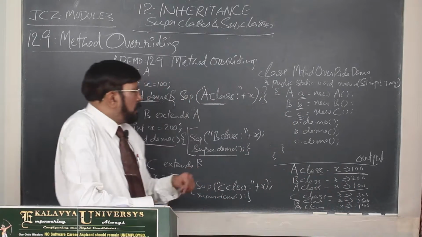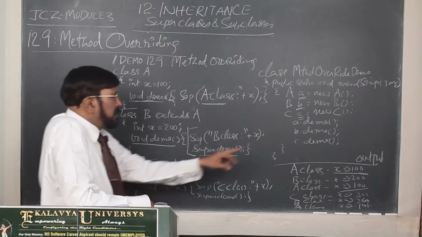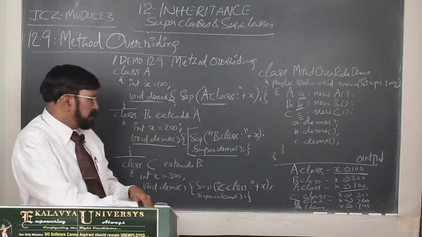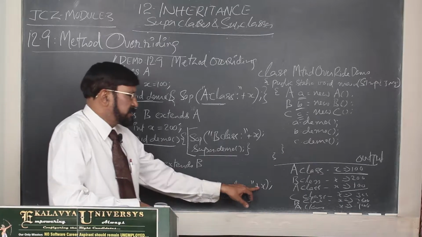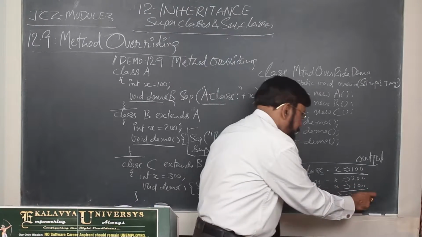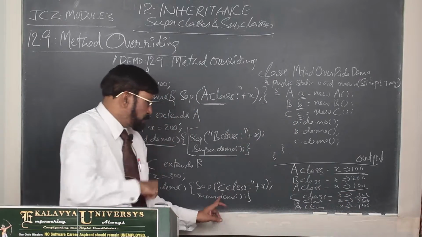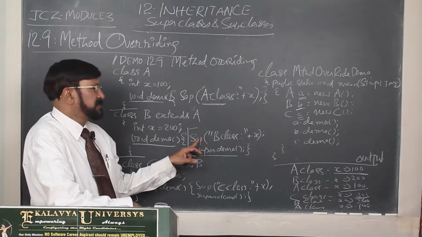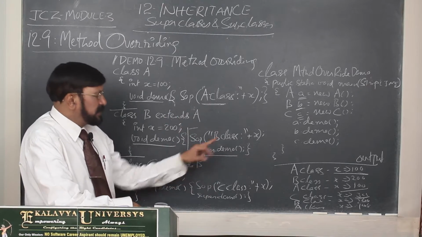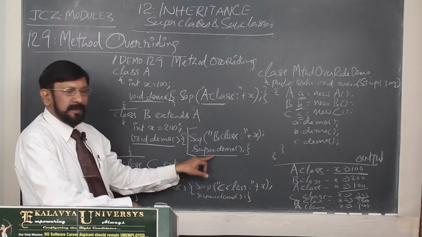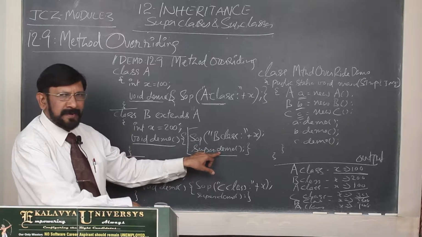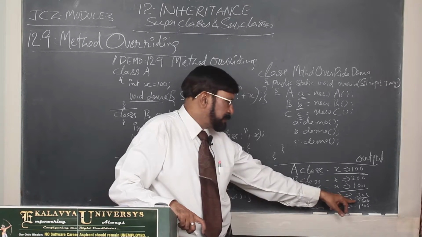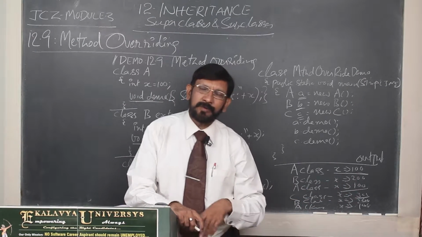Okay, now next, c.demo. As a result of that, C class x, 300, is printed, and here I made super.demo. Because of super.demo, this is called, so B class is printed, and as it is embedded into that, A class is printed. Now you see B class 200 is printed, A class 100 is printed.